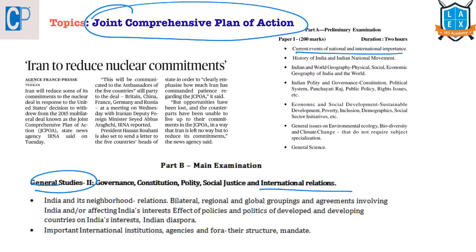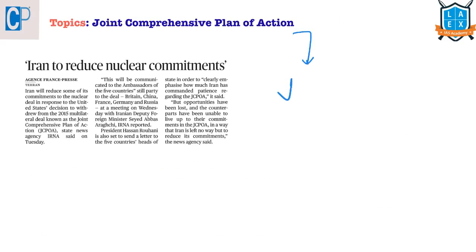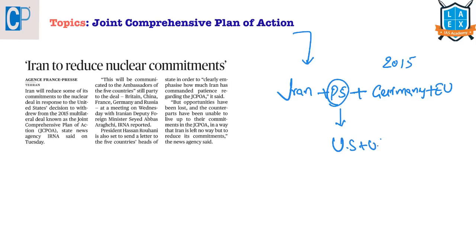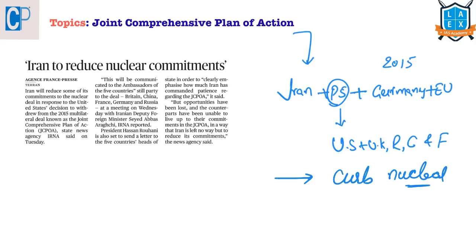The Joint Comprehensive Plan of Action is commonly known as the Iran Deal. This Iran Deal was signed between Iran, the P5 countries, Germany and the European Union in 2015. Who are these permanent 5 countries? US, UK, Russia, China and France. This deal was signed with an aim to curb Iran's nuclear program.